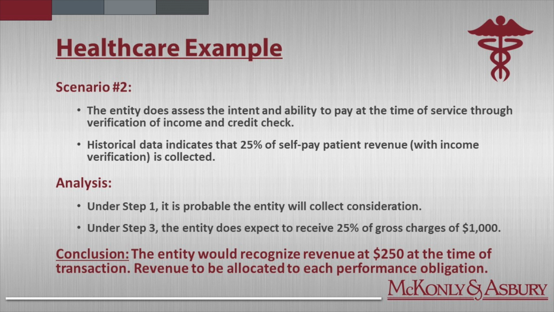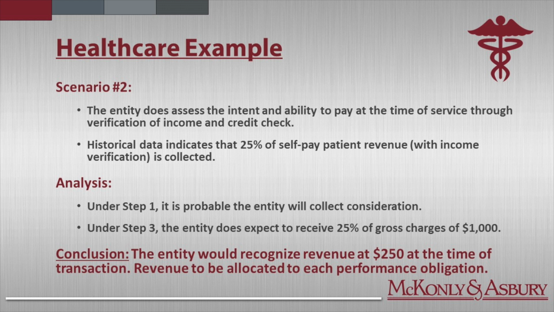You could take a credit card, you could do a credit check on that. And then your historical data would indicate that 25% of self-pay patient revenue when you do income verification is collected. So under step 1, it now becomes probable that the entity will collect the consideration. And then under step 3, how much do you expect to collect? You have to have the history to prove you're going to collect 25% of those gross charges.